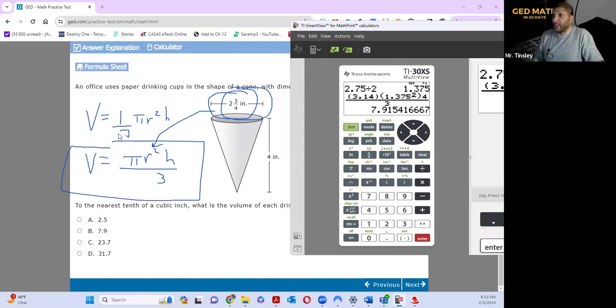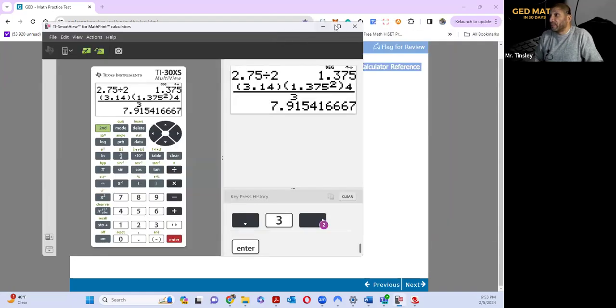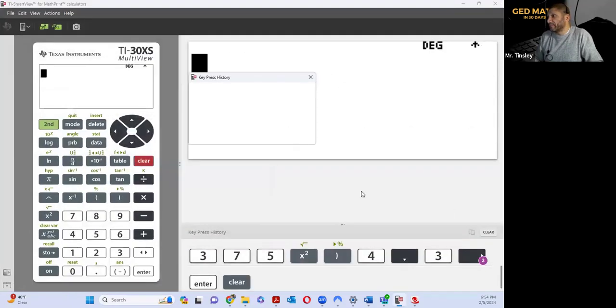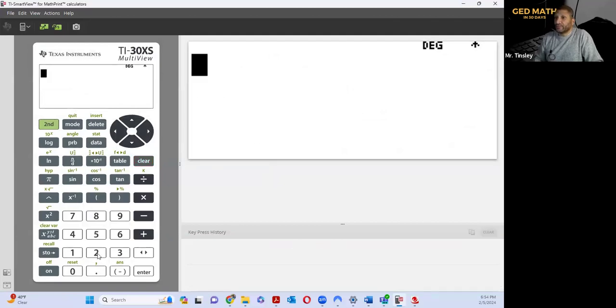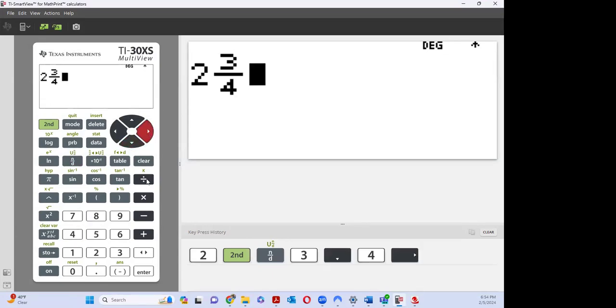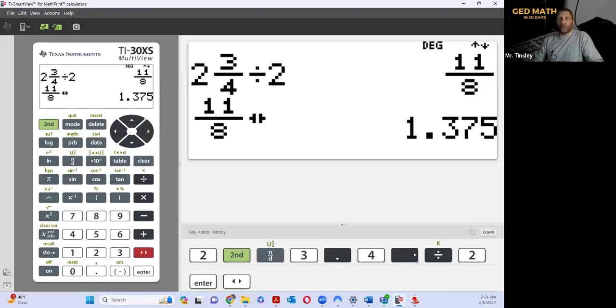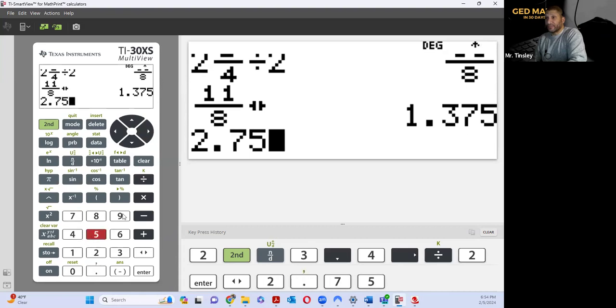Because most people, again, let me save this and clear it. Because there's ways, again, I keep telling you, I can't say it enough times: take the 2 weeks to learn how to use this calculator. Because why? Watch this. 2 3/4 divided by 2. Change it to a decimal. 1.375. Change 2 3/4 to a decimal: 2.75. Divided by 2.